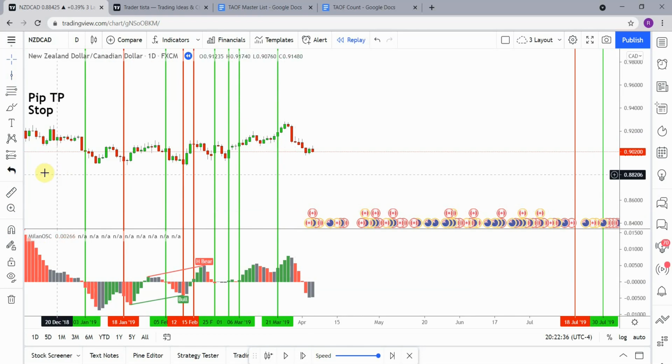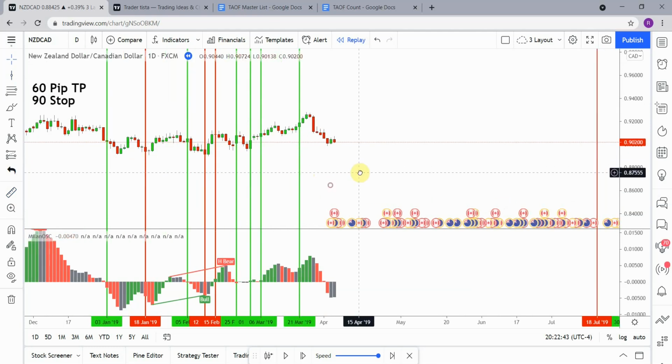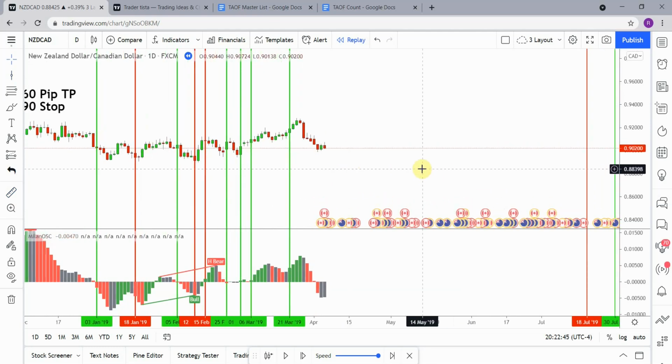Then we pick up a long right there. Looks like it got us to take profit as well. Let's just double check, and it did. All right, so what I'm going to do here is go ahead and fast forward through some of this testing, and we will pick this up when we are at the end of the year.